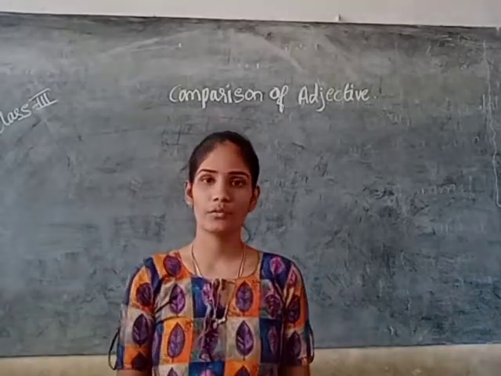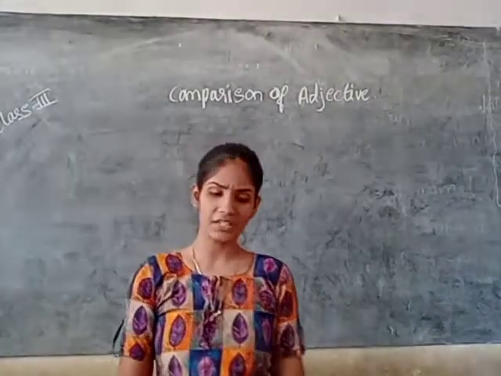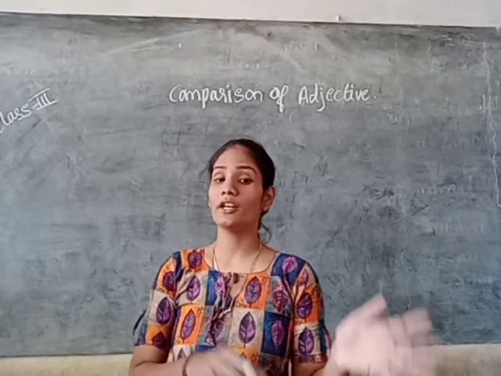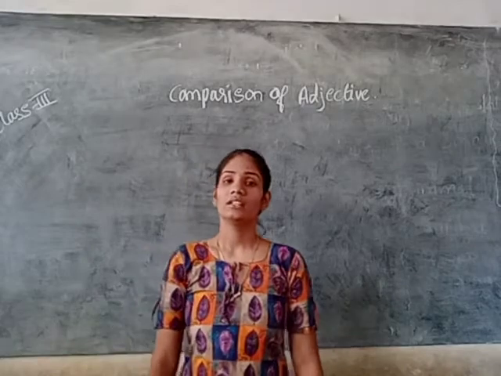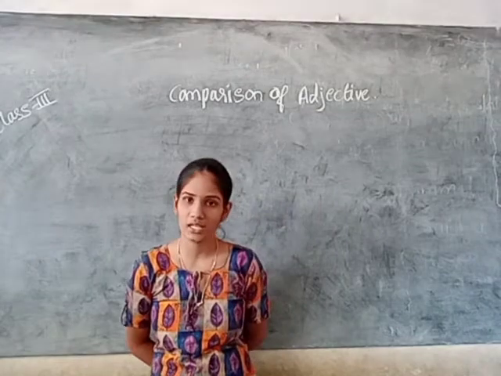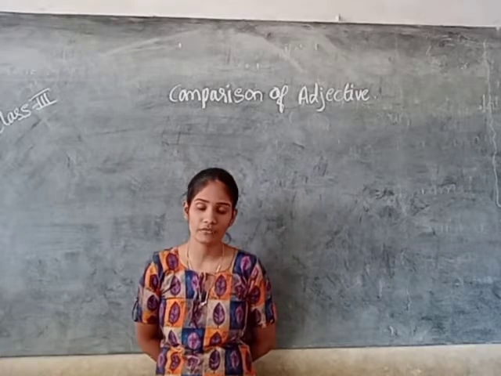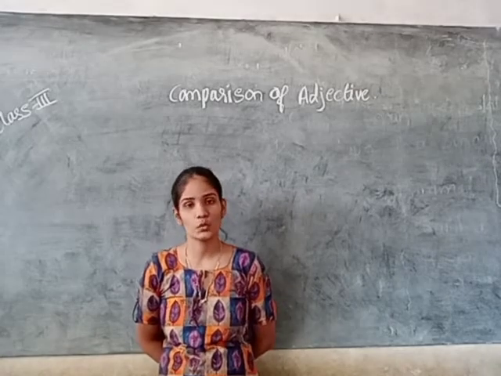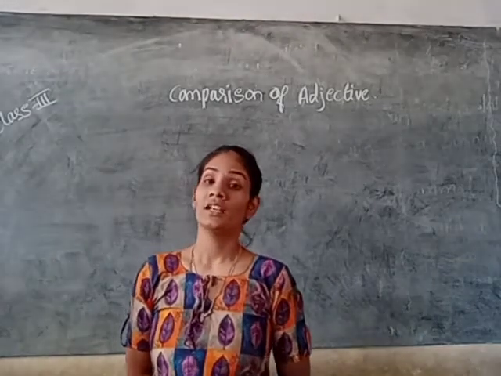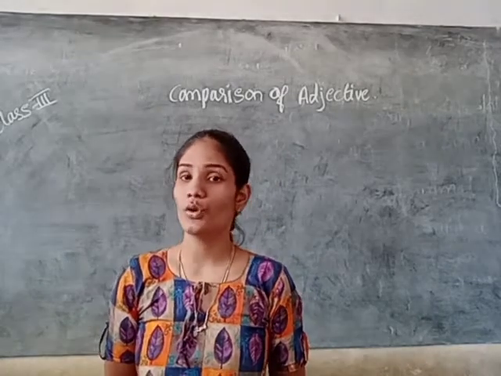So students, what we have to do here: we will be given some adjectives, and we have to compare one person to another person using the adjective. Defining or describing the noun is called an adjective. While comparing, we compare one person to another person, one thing to another thing, one place to another place. In short, we compare one noun to another noun.